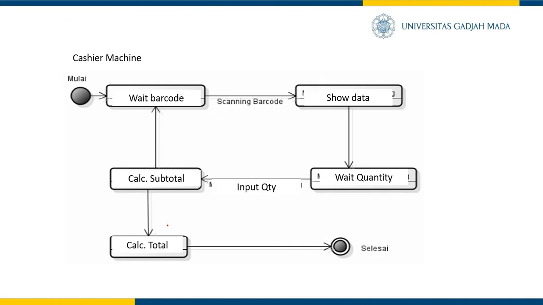Okay, let's go with the example. This is the cashier machine. So this is the start, just the start, and then this is the stop. We start the machine, and then the machine will wait for the barcode. Just waiting for the barcode. So this is the state of your machine. And then the transition is the scanning barcode. When that happens, there is an event, scanning barcode. Then it will lead to a change from the wait, and the machine will turn into the show data state.